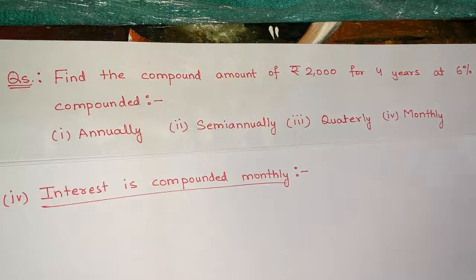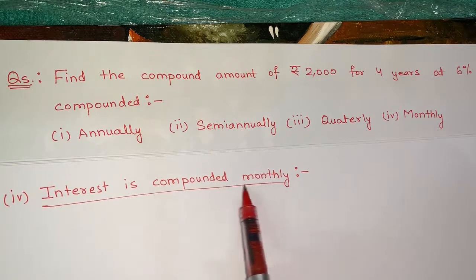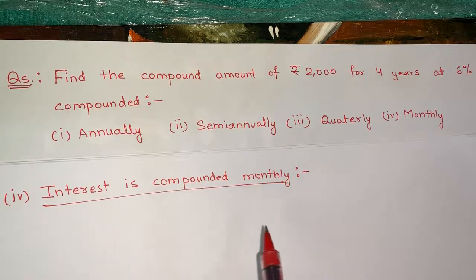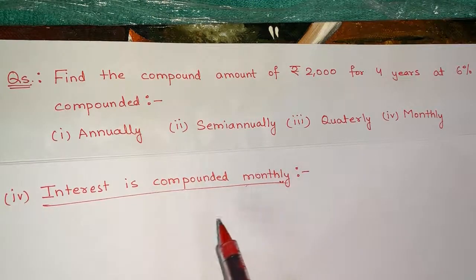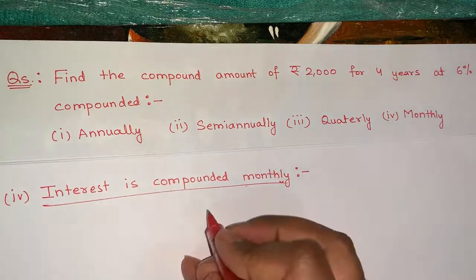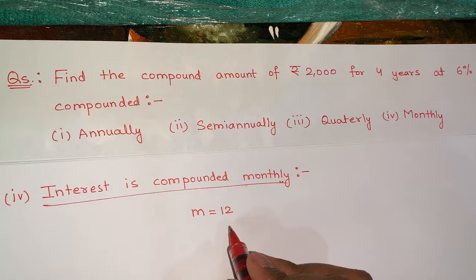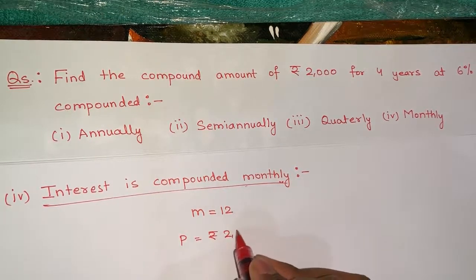Now let's move towards the fourth part of the question. In the fourth part, interest is being compounded monthly. Now how many months are there in a year? There are 12 months in a year, which means that we are compounding interest 12 times in a year. Hence, what is our m? Our m becomes 12.